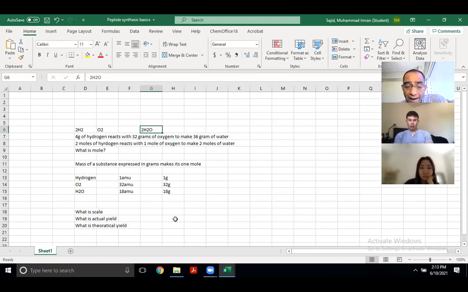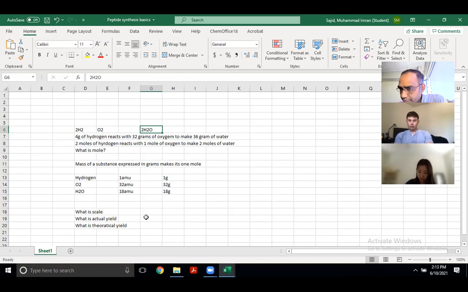This is called theoretical yield. Theoretically, it should happen that if I mix 4 gram of hydrogen and combine it with 32 gram of oxygen, I should get 36 gram of water.